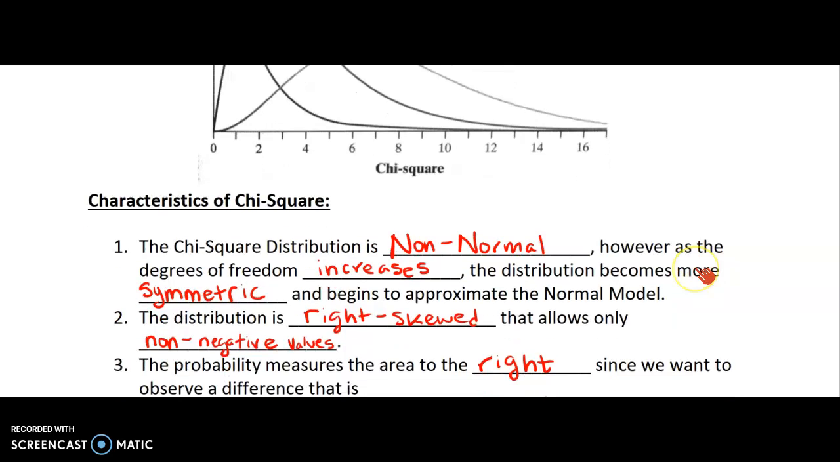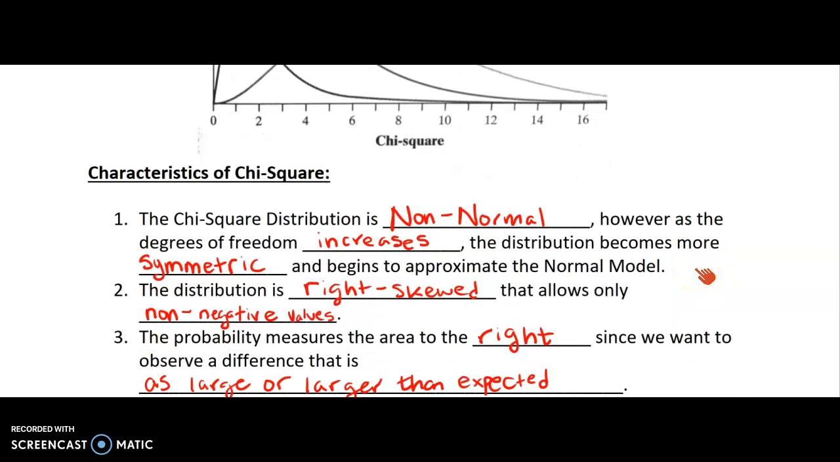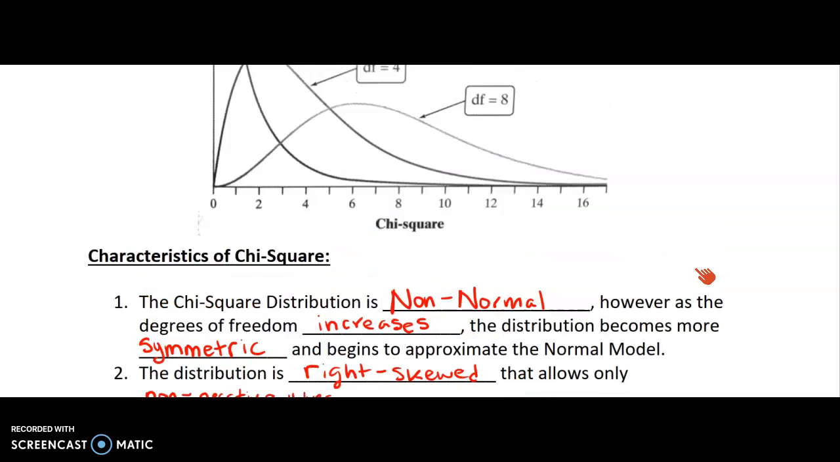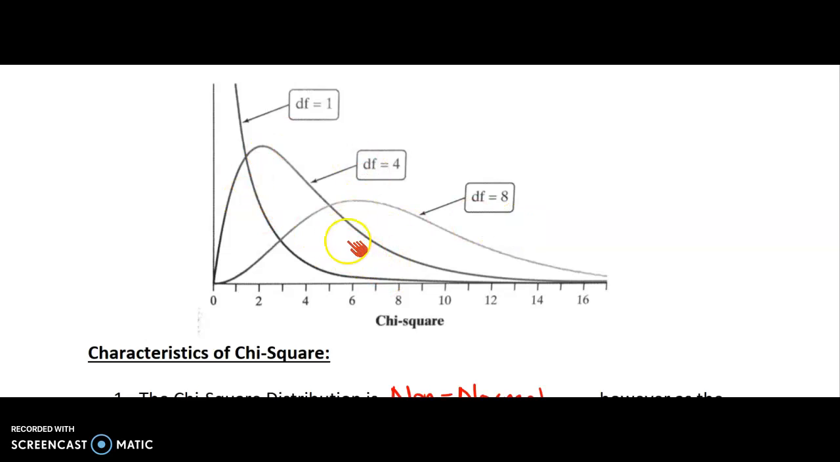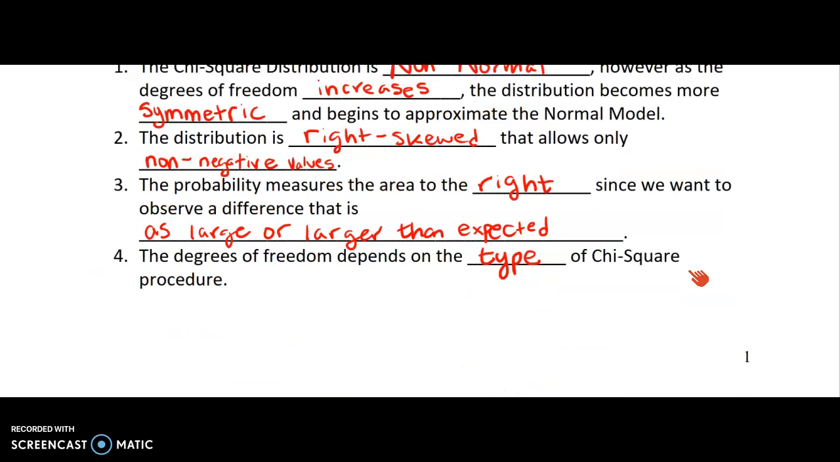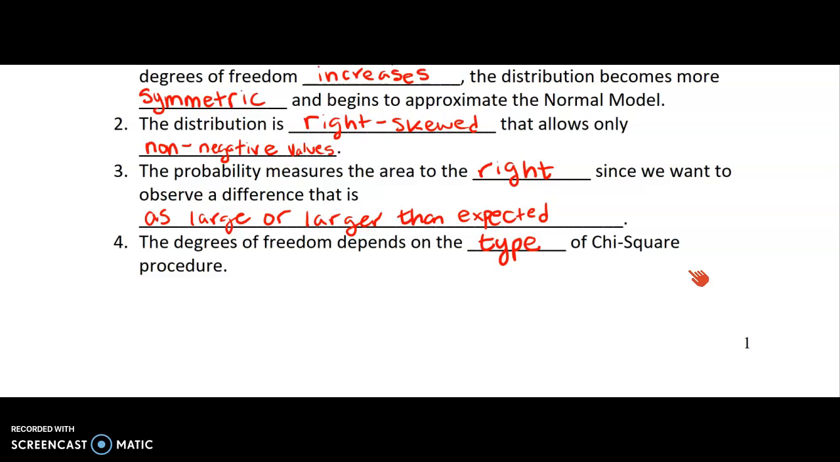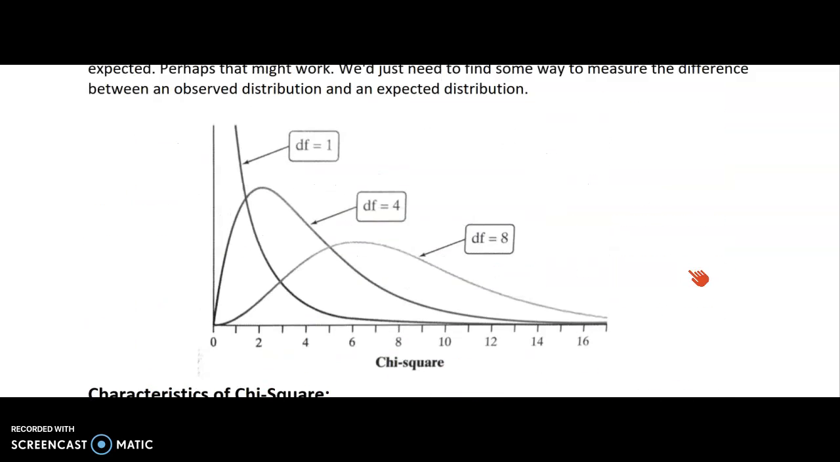Next up, we're only going to measure the area to the right of the tail since we're trying to observe a difference that is as large or larger than what is expected. So I want to see basically all of these right skews. We're going to be dealing with the area shaded to the right of the curve, very similar to a greater than statement in our hypothesis testing. And lastly, the type of chi-square procedure is going to show us how we calculate the degrees of freedom, and that'll be covered over the next few lessons. So this is what a chi-square distribution looks like.